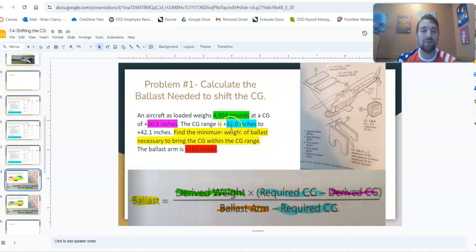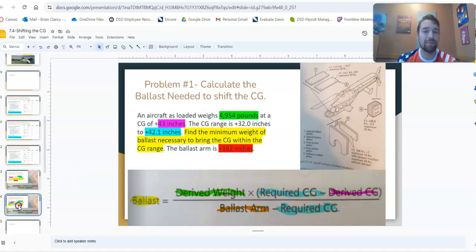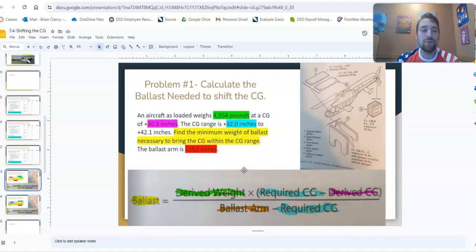So how about we do one of these calculations together, and then once we're done, I'll have you do the next one on your own. So going into this, again, ballast, very important here. We have an aircraft that weighs 4954 pounds. That's the derived weight right here. And it has a center of gravity of 30.5 inches, which is the derived or actual CG.